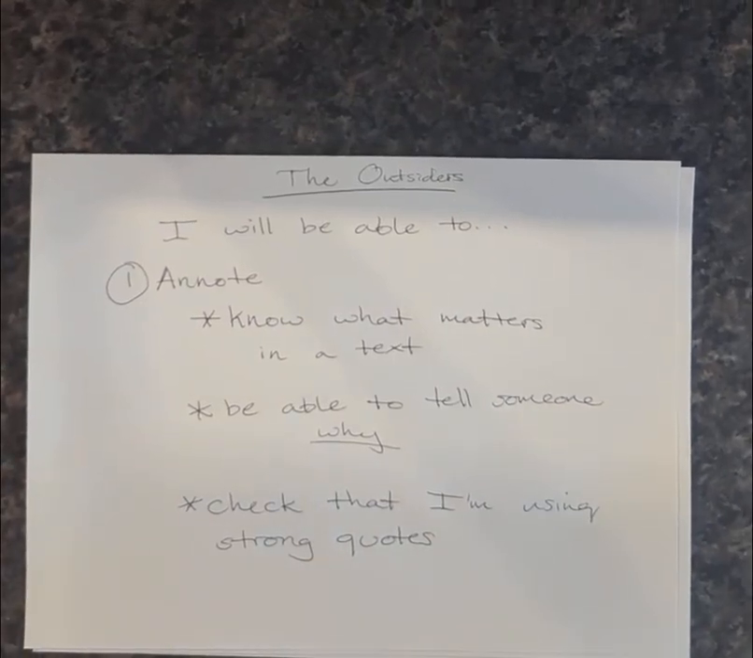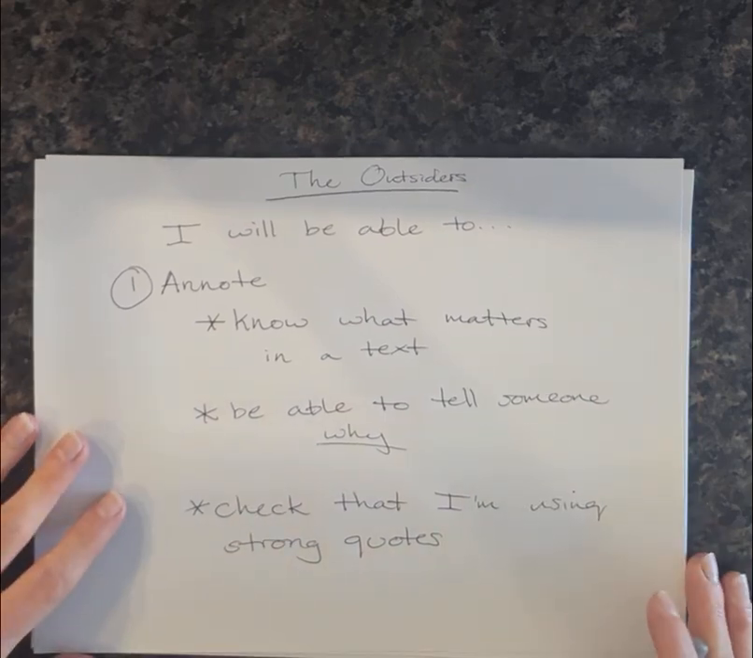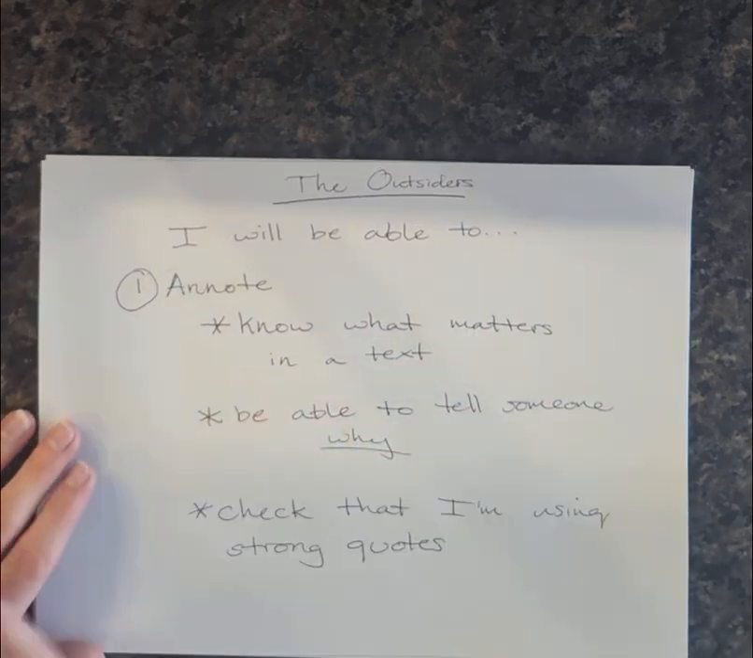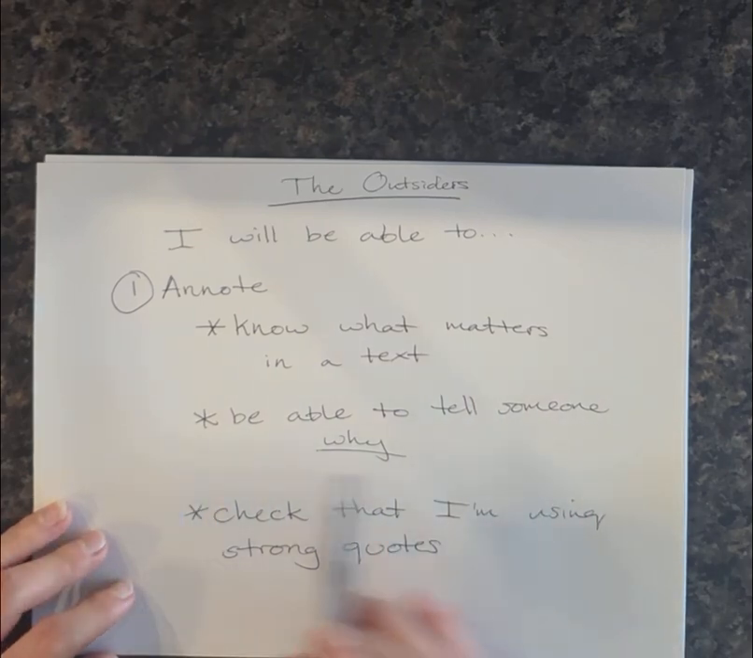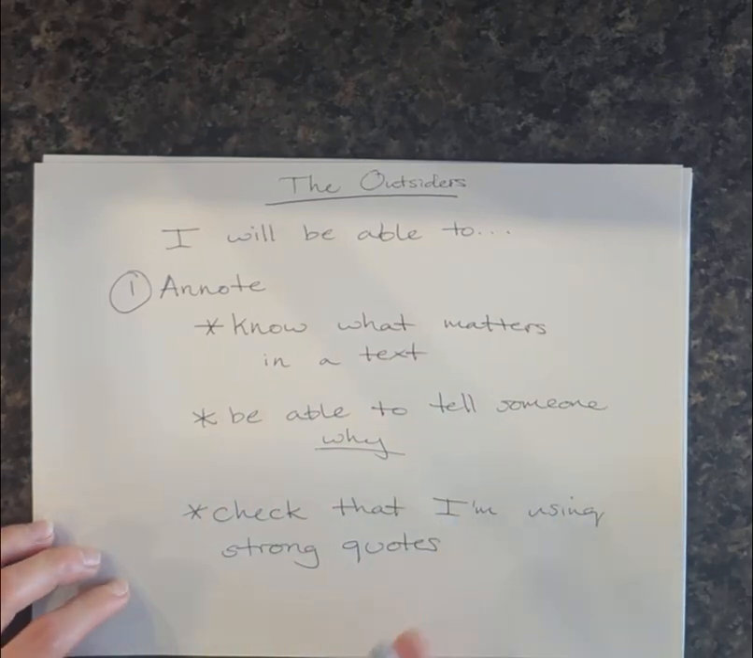This is Devin-Rose with a little teaching demo for middle school ELA. Now I would concentrate this lesson on annotations. So the learning objectives for the lesson: I will be able to annotate, and by annotate we mean know what matters in text, be able to tell someone why it matters, and check that the scholar is using strong quotes.